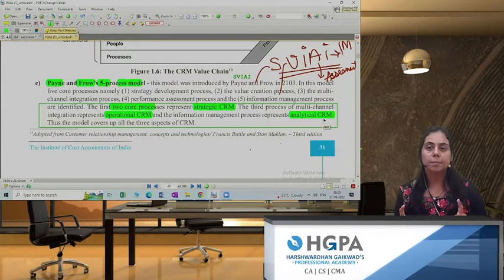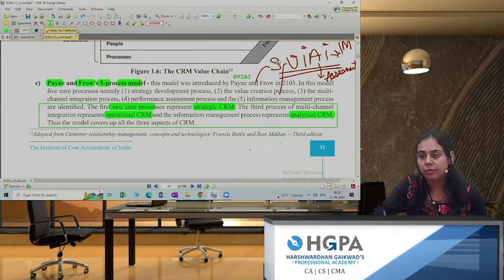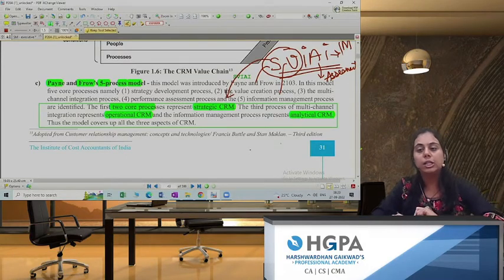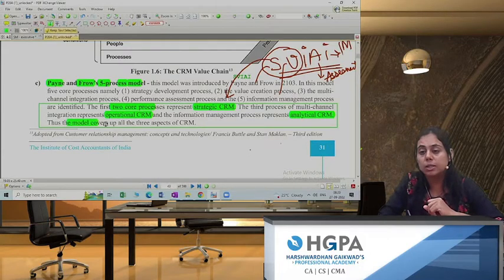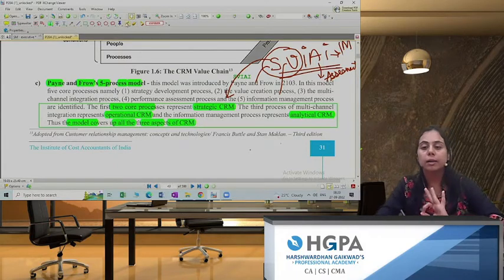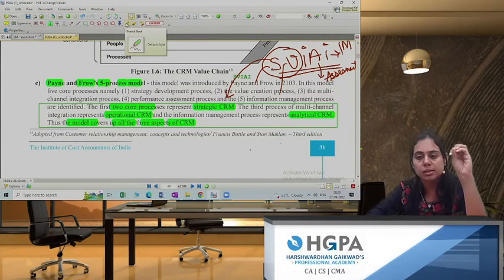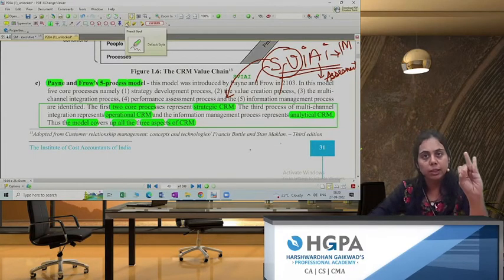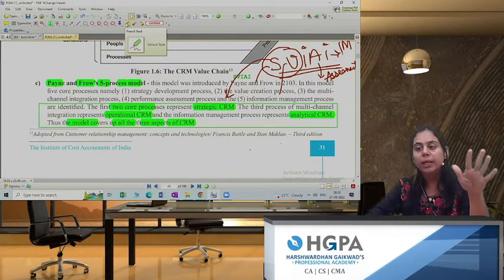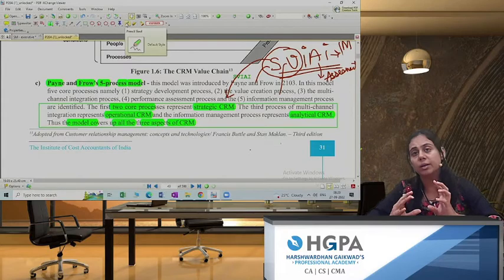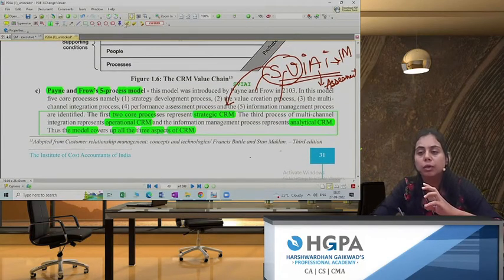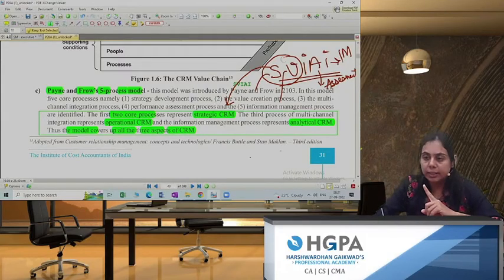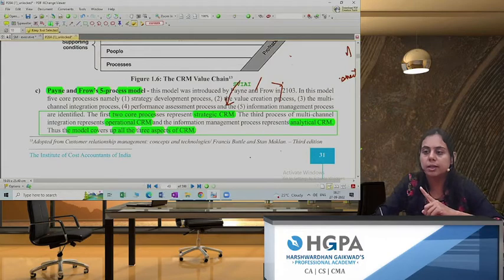So the types of CRM we had, they have split this answer into them. They have defined that the first 2 will become strategic CRM, integration will become operational CRM, and the last point, the information management, will become the analytical CRM. Thus, this method covers all 3 aspects of CRM. Here they first told us 5 processes: strategic development, value creation, multi-channel integration, assessment of what you're doing, and then the I, information management. And then these 5 points were divided into the different types of CRM: the strategic CRM, the analytical CRM, and the operational CRM.